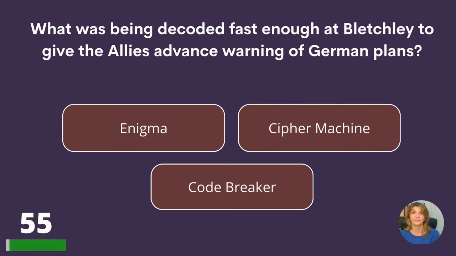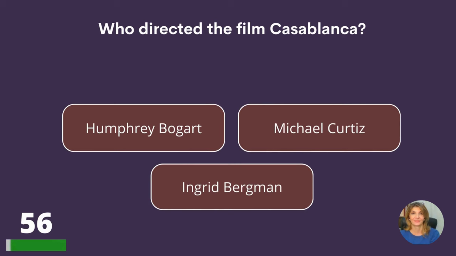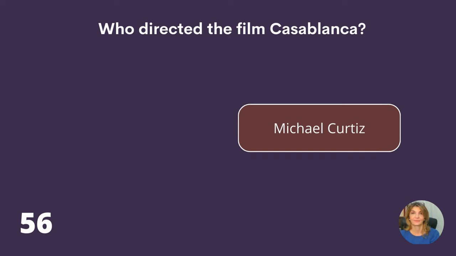What was being decoded fast enough at Bletchley to give the Allies advance warning of German planes? Enigma, the cipher machine, or the code breaker? Enigma. Who directed the film Casablanca? Humphrey Bogart, Michael Curtis, or Ingrid Bergman? Michael Curtis.